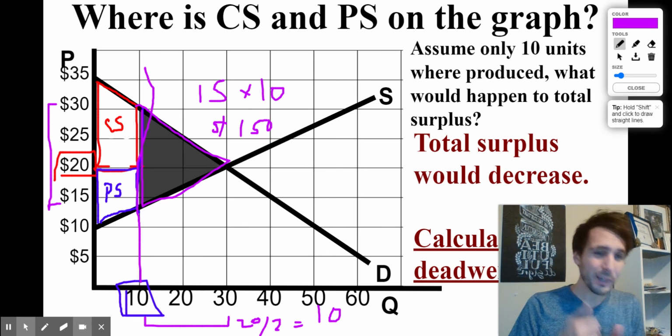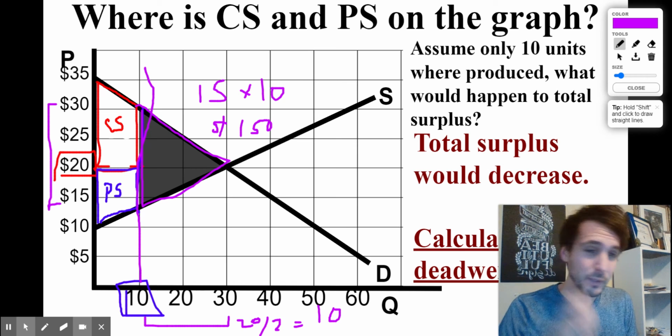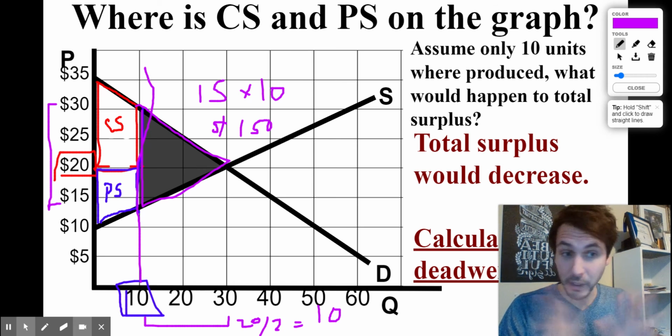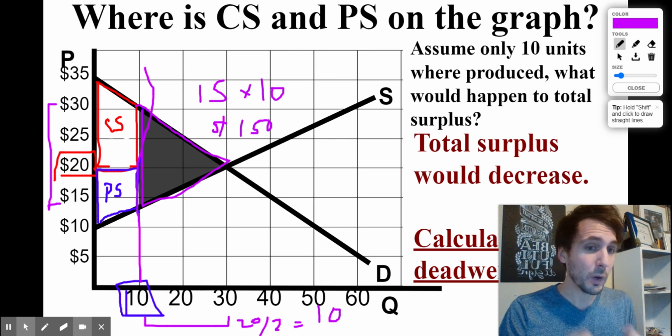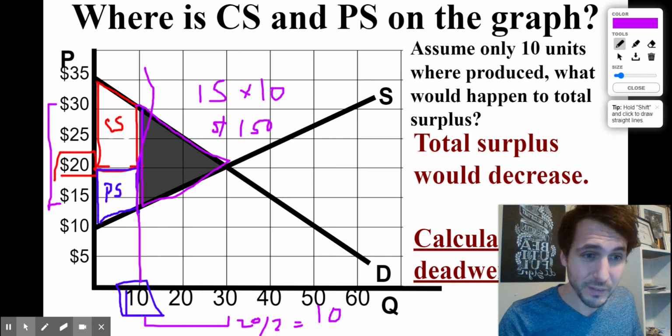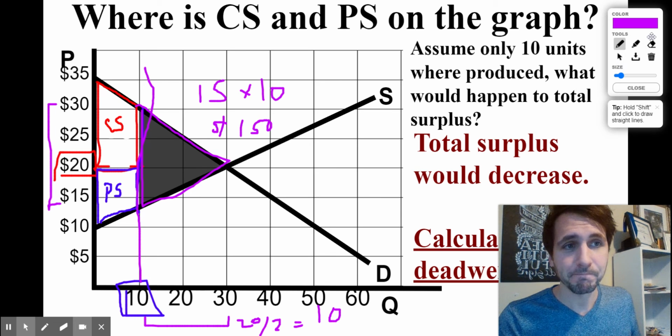So if ever the quantity isn't at equilibrium quantity, it's going to chop off the market for whatever reason. It's going to chop it off. You have dead weight loss. Dead weight loss used to be a part of surplus, but is not anymore. It's been cut off because the quantity being produced is less than equilibrium quantity.